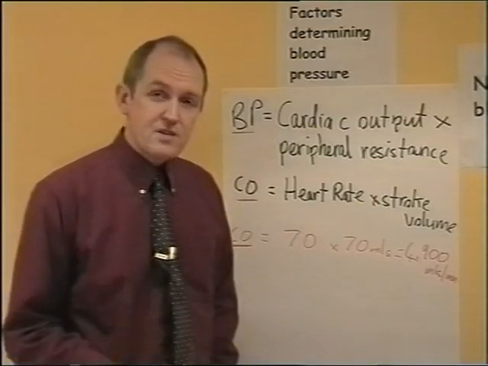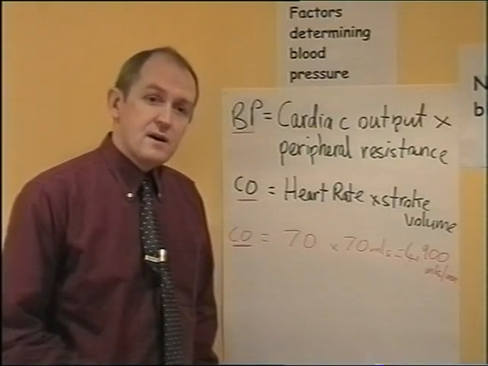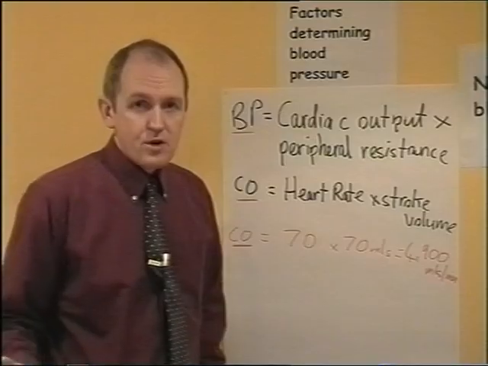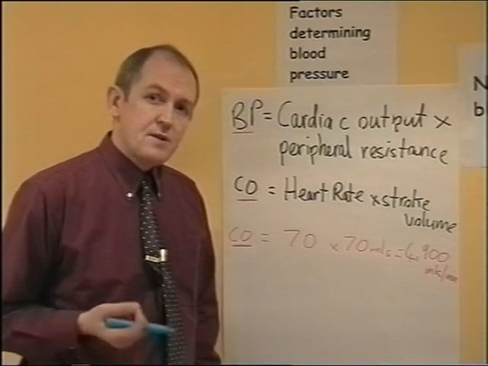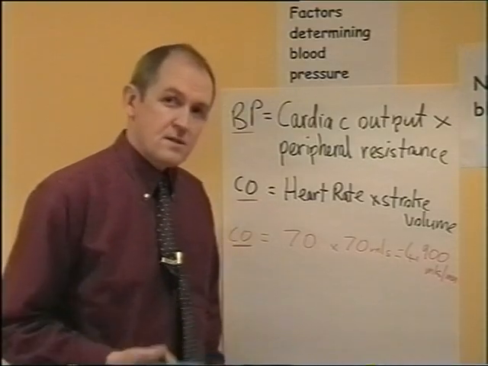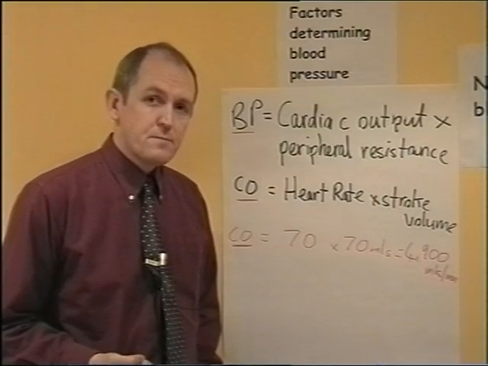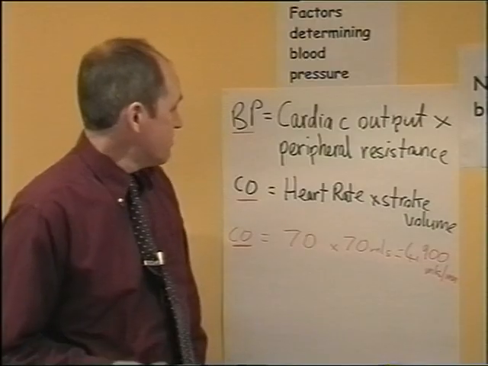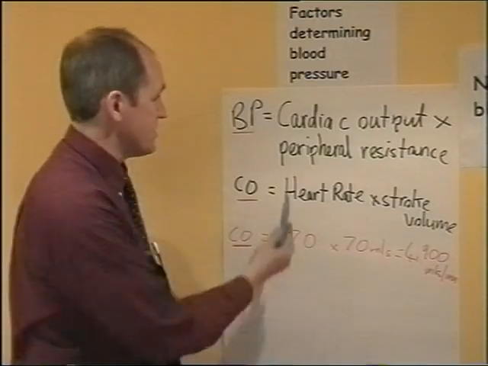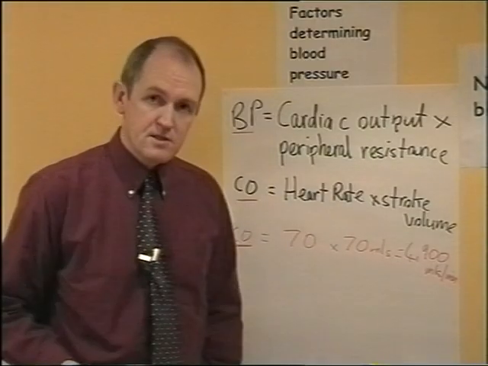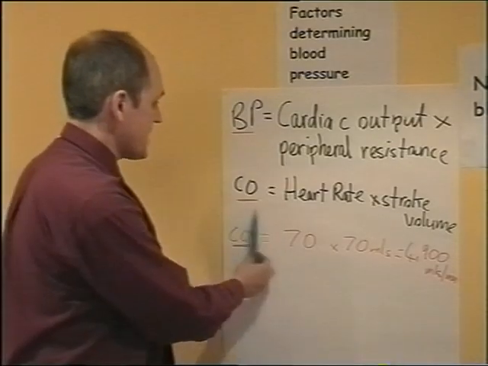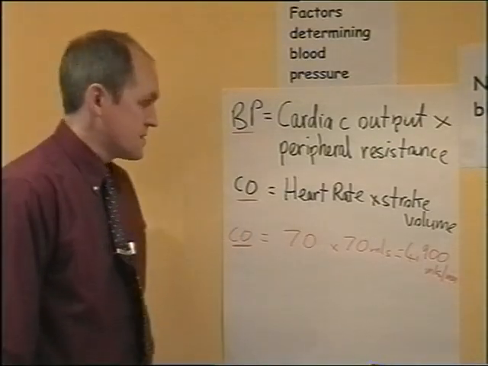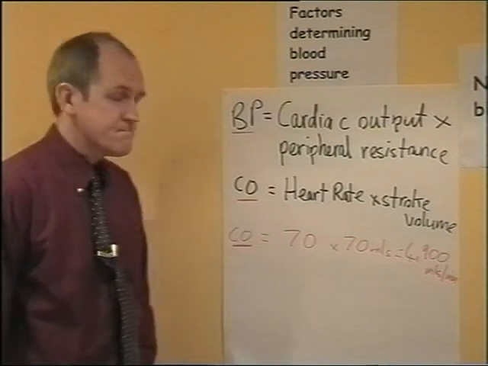So more viscous blood will be at a higher pressure. Alternatively, if the patient drinks an awful lot, or they're infused with normal saline, for example, and the blood viscosity drops, then blood pressure will also drop. So blood viscosity can also affect blood pressure. But basically, the one to memorize is blood pressure equals cardiac output times peripheral resistance, and cardiac output equals heart rate times stroke volume.